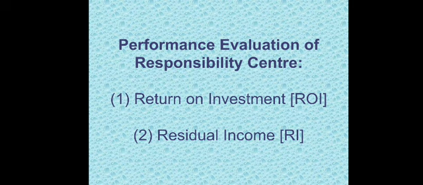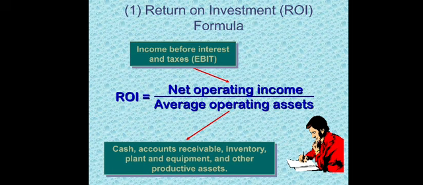Okay, let's see the ROI first. The way to use ROI to evaluate the performance of a responsibility center or its manager is using this formula. ROI equal to net operating income divided by average operating asset. Net operating income is the profit. To be exact, the net operating income is the income before interest and taxes.